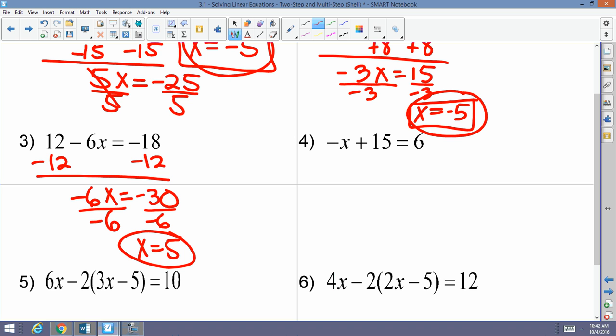Okay, how about number 4? What do we got here? What are we going to do here? Yeah, you subtract 15 from both sides. Very good. Awesome. And I got negative x equals negative 9. I'm done, right? No, very good. Why am I not done?